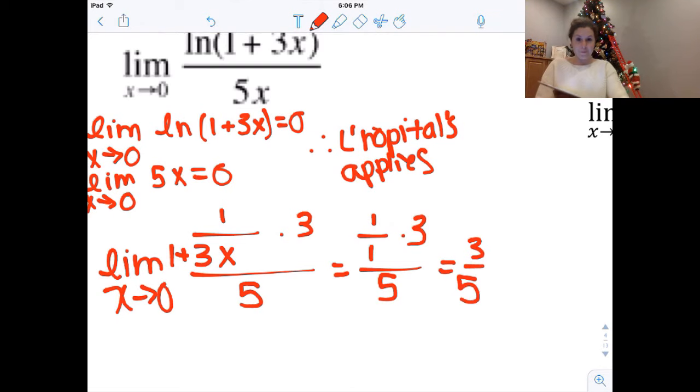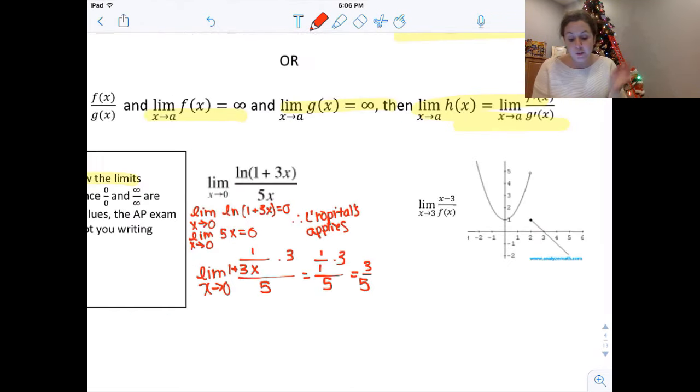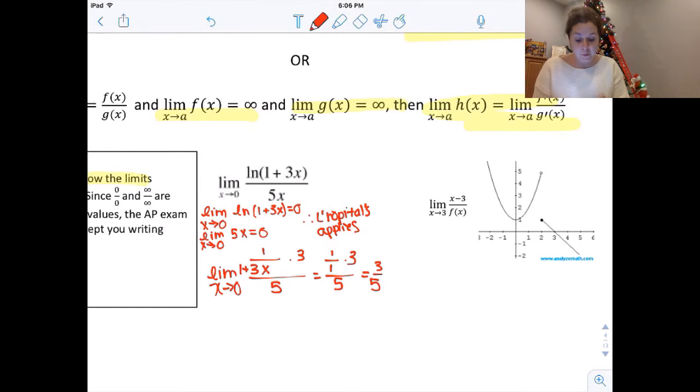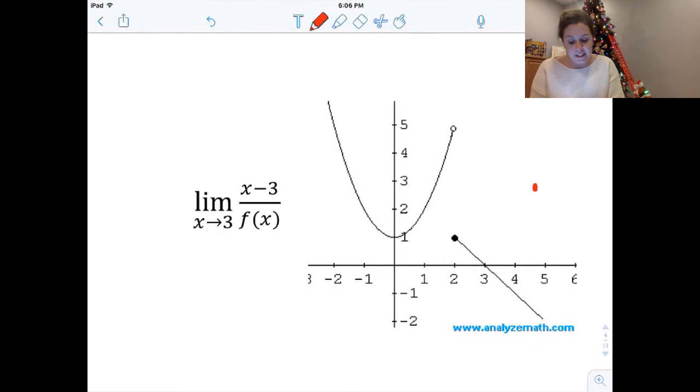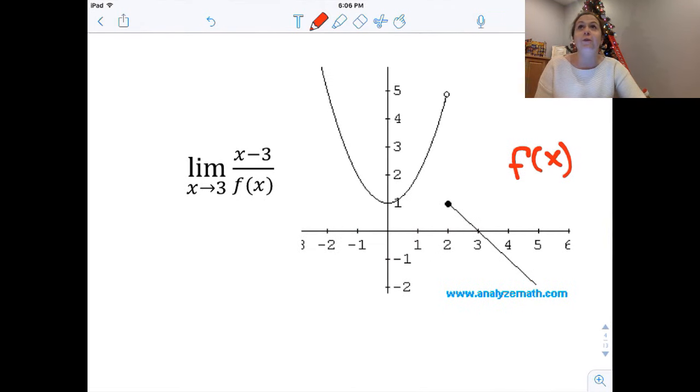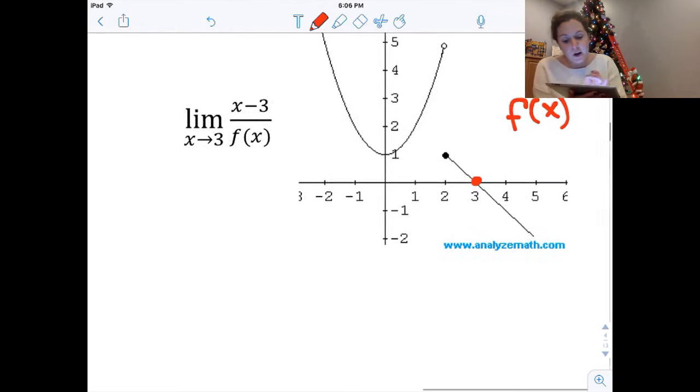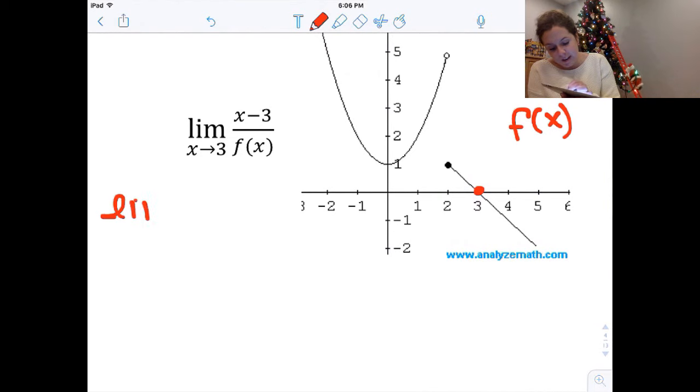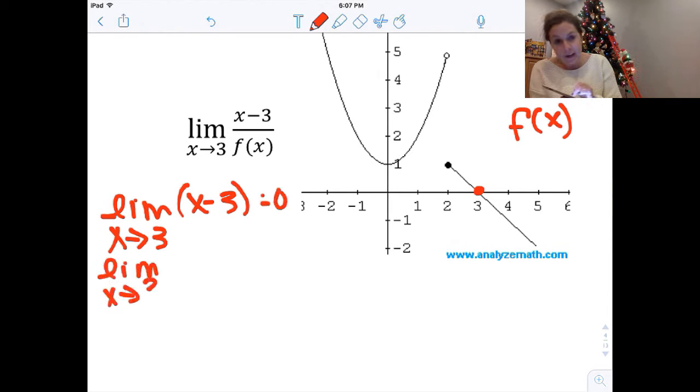We're going to do one more that's a little bit varied. This is a graph of f of x, and we are going to try to find our limit. First of all, the limit as x approaches 3 of the numerator is 0. The limit as x approaches 3 of the denominator, I need to get from the graph. Still 0. So I'm going to take those limits separately. The limit as x approaches 3 of x minus 3 equals 0. The limit as x approaches 3 of f of x equals 0. Therefore, L'Hopital's applies, not LH.